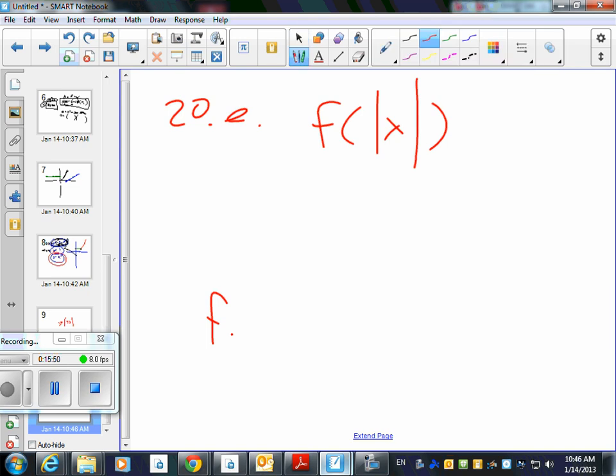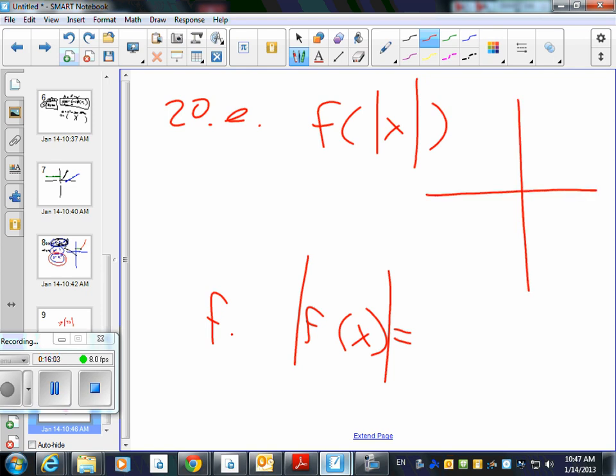So number 20, E is this and F is this. And I put the absolute values around the whole thing. Okay. Well, what's the difference? This is the kind where your little shape, in this case, is called a sawtooth function. It goes like that, basically.